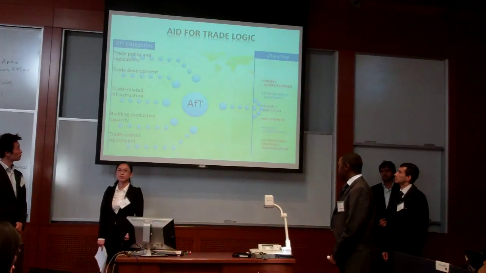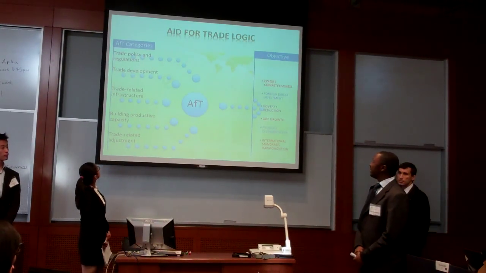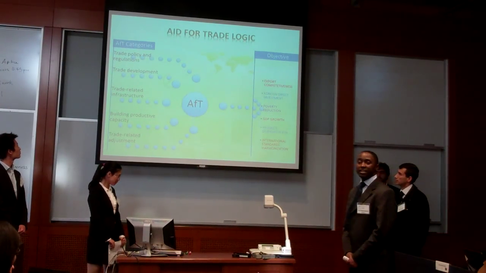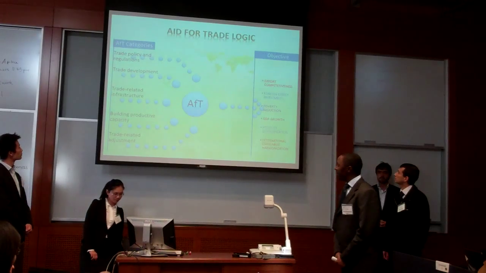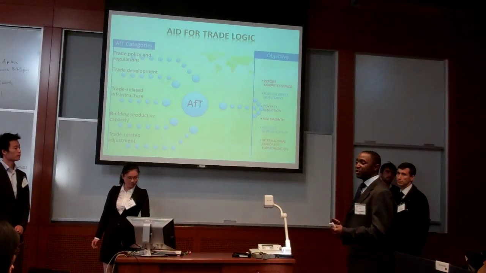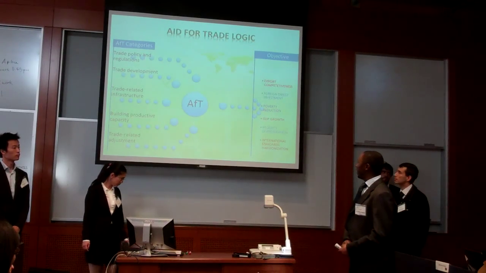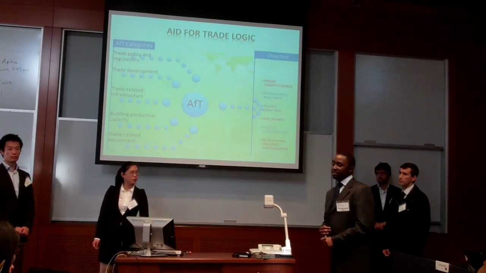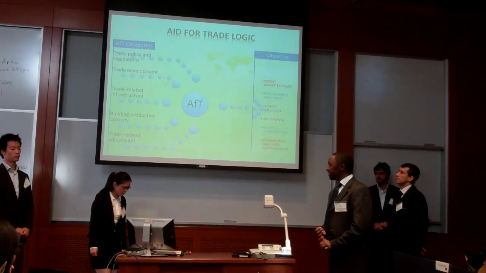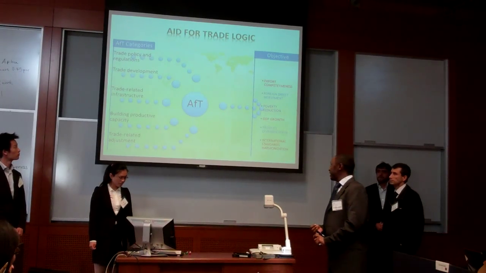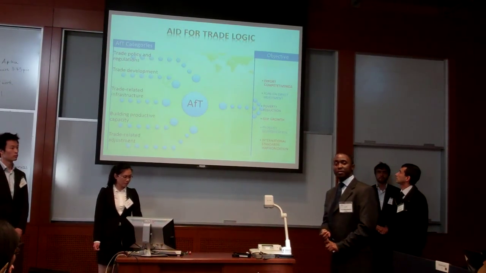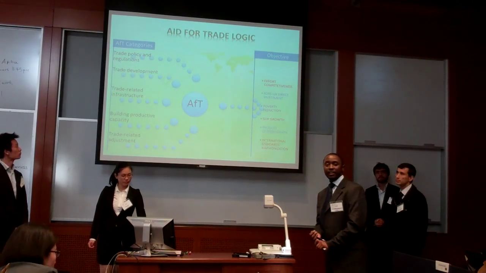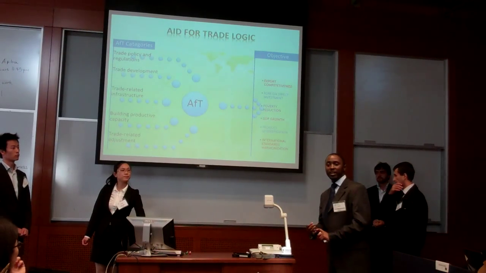Aid for Trade is categorized into five areas: trade policy, trade development, trade-related infrastructure, and building capacity. All these ensure that these countries are able to trade. Aid for Trade is there to reduce the costs which developing countries face when they are trading with other countries. It ensures that developing countries have access to the markets, and it also ensures that they are able to produce what they are going to sell.